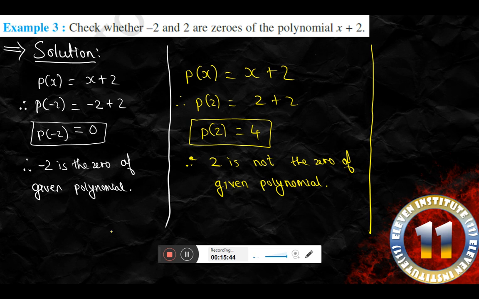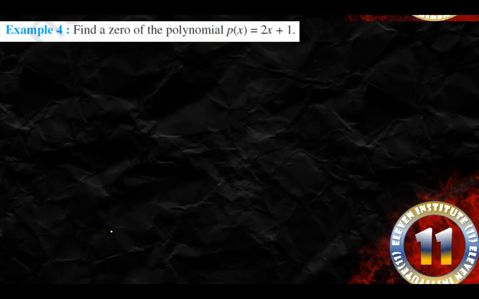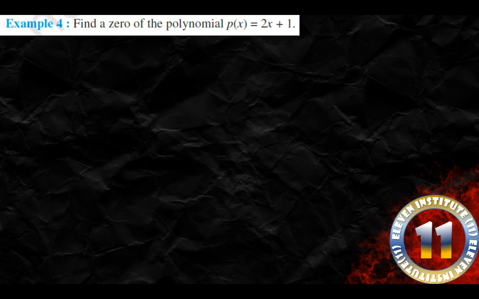Let us now see example number 4. Find a zero of polynomial px is equal to 2x plus 1.